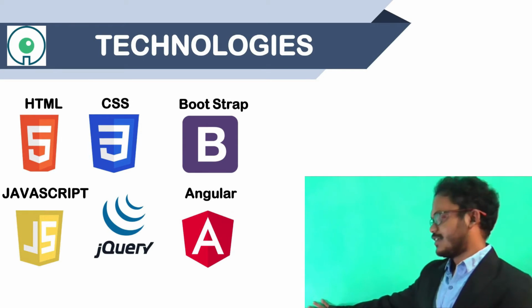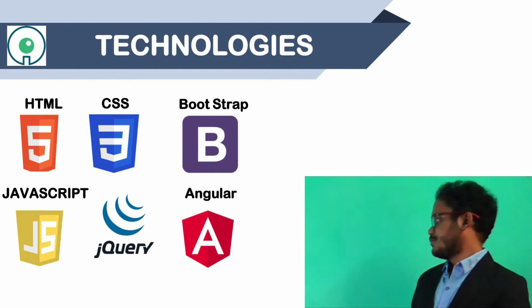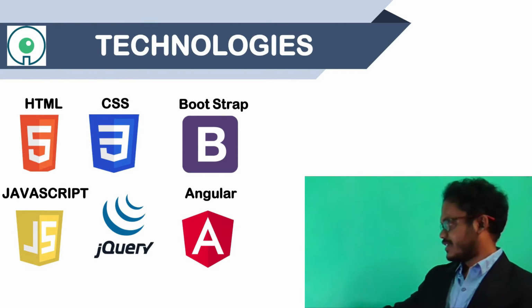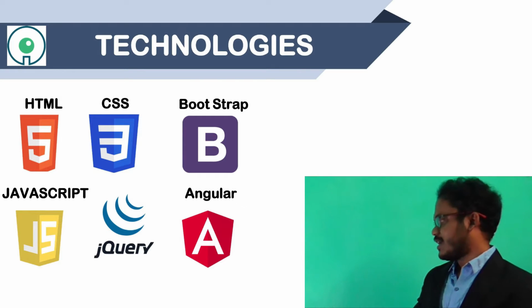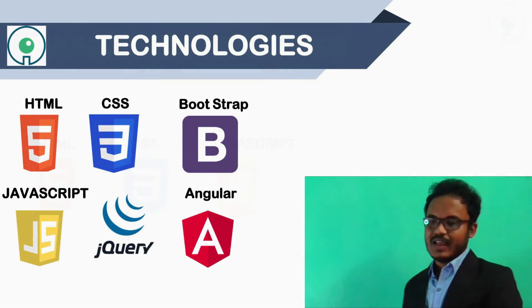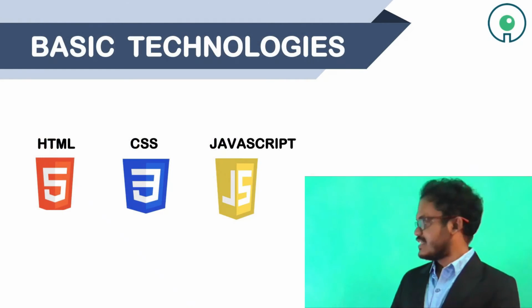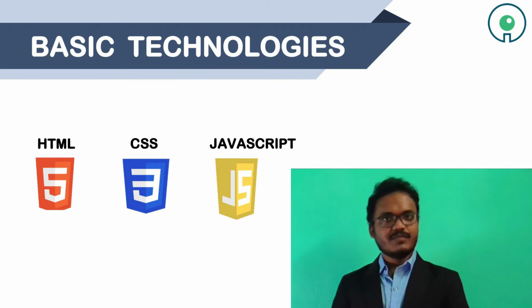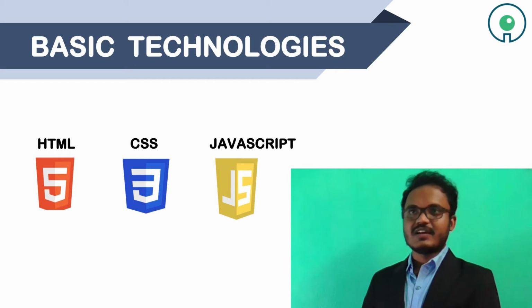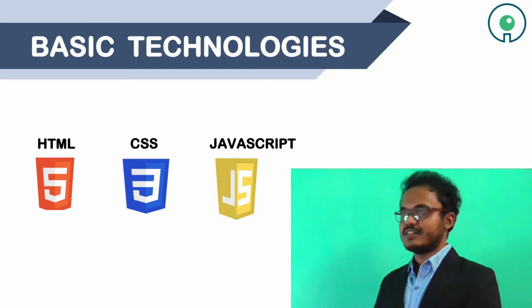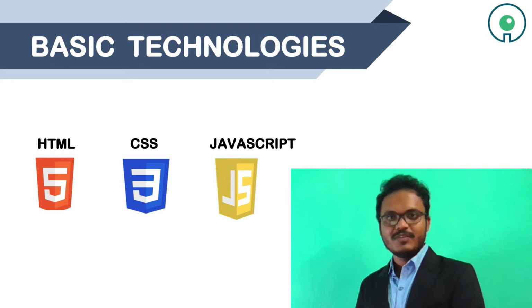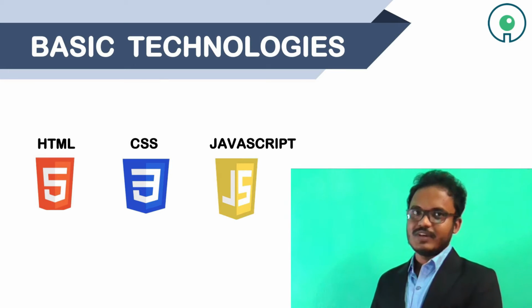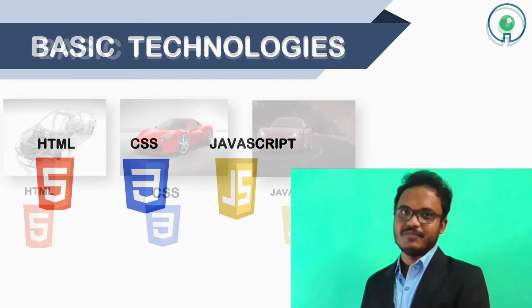Here are the technologies. The technologies used to make the content of the web page are HTML, CSS, Bootstrap, Angular, etc. Here are the basic technologies: HTML, CSS, and JavaScript. What does HTML do? HTML gives the structure of the web page. What does CSS do? CSS gives the look of the web page. What does JavaScript do? JavaScript makes the page live.